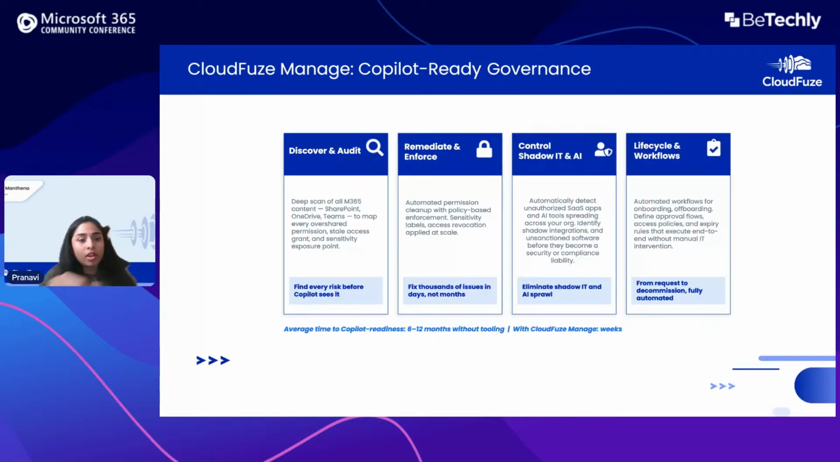One is the discover and audit phase. Before you fix anything, you need to see what is there. CloudFuze does a deep scan across your entire M365 environment, your SharePoint, your OneDrive, and it maps every overshared permission, every stale access grant that was granted and then forgotten about, every sensitivity exposure point. Most organizations are genuinely surprised by what we find.